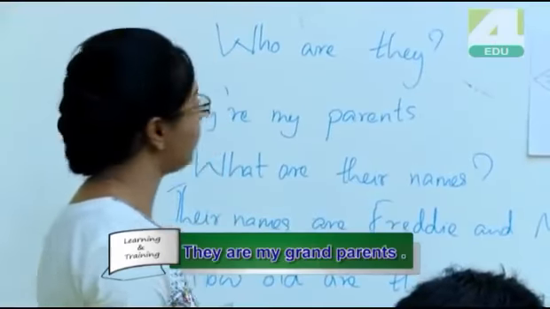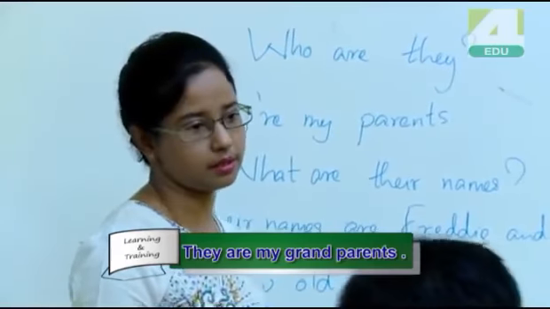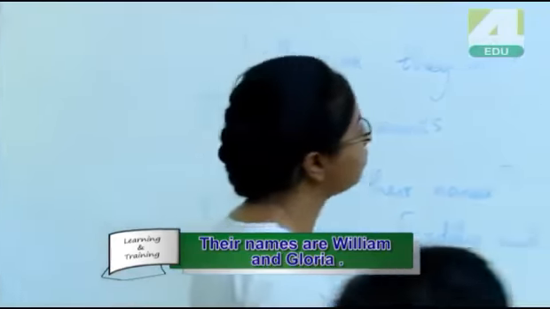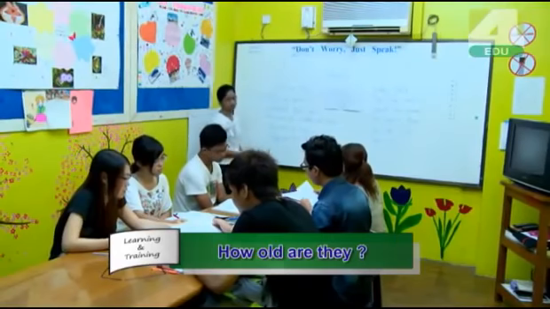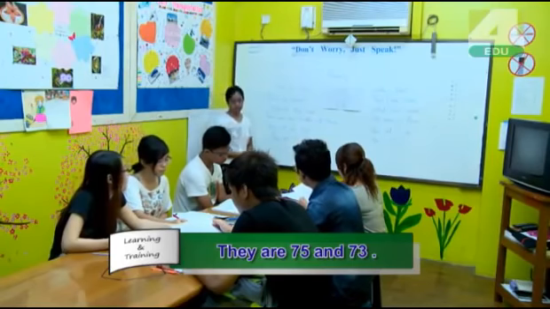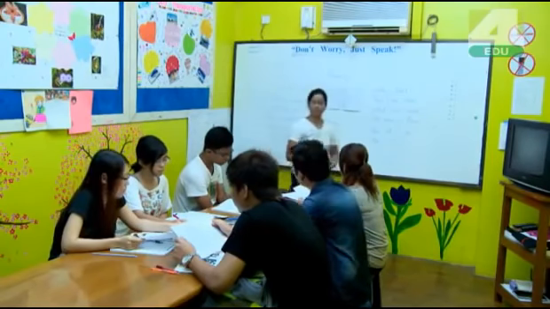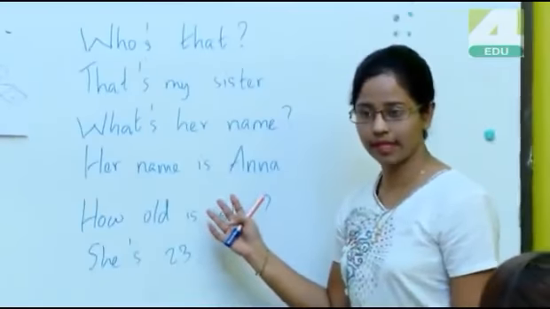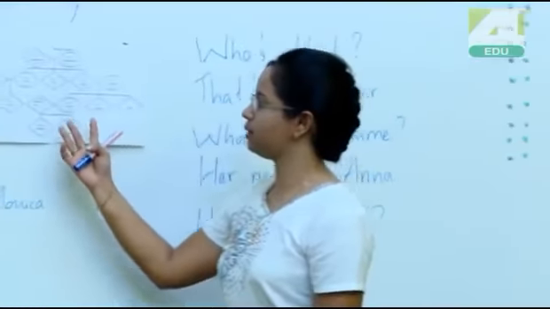Who are they? Yeah, they are my grandparents. What are their names? Their names are William and Gloria. How old are they? They are 75 and 73. Okay, so good. So now you know how to use this one, right? Yes. Okay. So look at this family tree again.